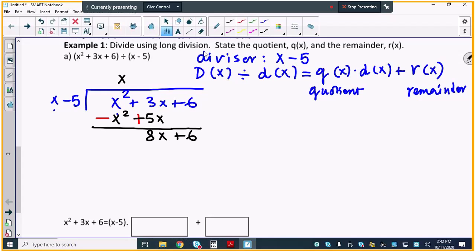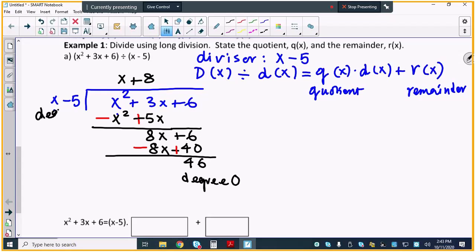And I repeat the process. So now you try to determine how much you multiply with the x to get 8x. Well, clearly it should be positive 8, so let's do that. 8 times x is 8x, 8 times negative 5 is negative 40. Don't forget to subtract, and that is changing positive to negative and negative to positive. We will simplify. So we'll see 8x and negative 8x will cancel, and I will get 46. At this point, I will stop dividing because the degree of this polynomial is 0. So this polynomial that we got, 46, is a degree 0 polynomial, which is less than the degree of the divisor polynomial, as this degree is 1.